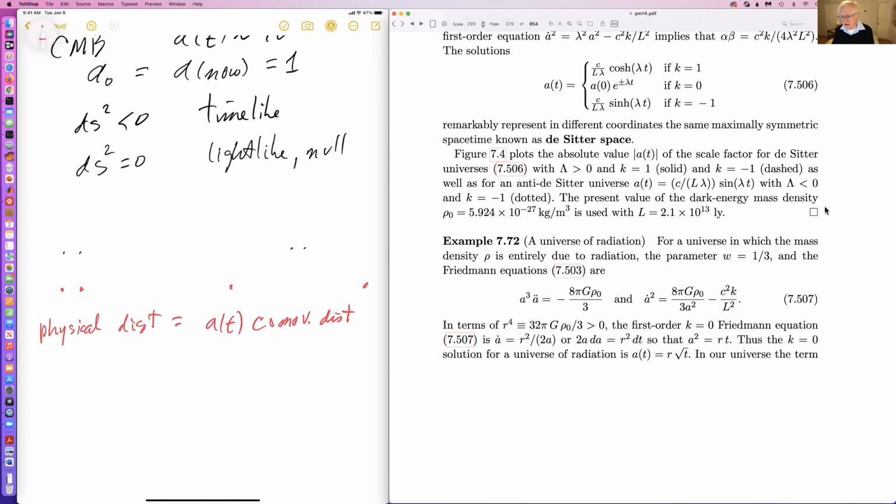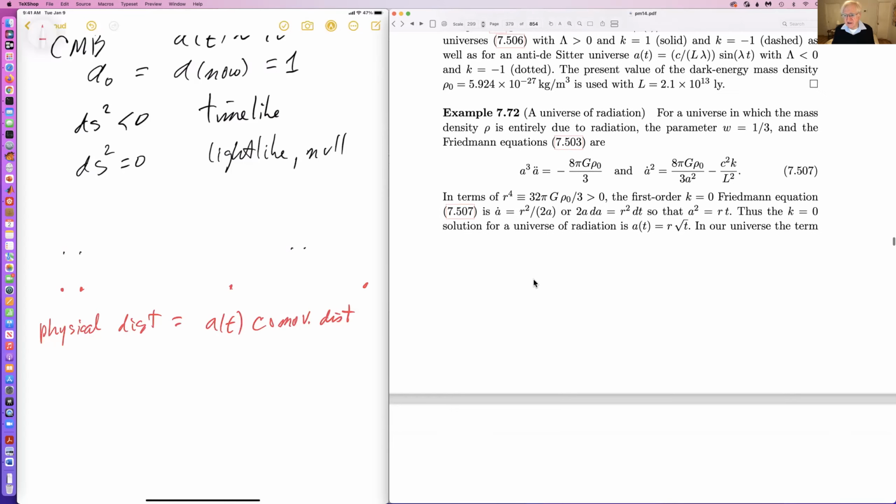By the way, the present value of the dark energy density is 5.9 times 10 to the minus 27 kilograms per cubic meter. That may not seem like a lot, and it's not a lot, but we're talking empty space, and there's a lot of empty space. So this adds up.